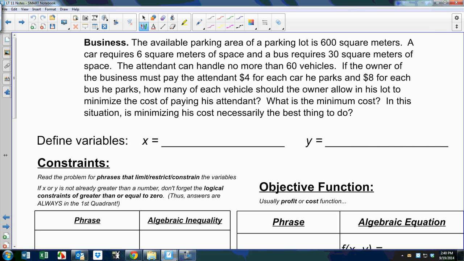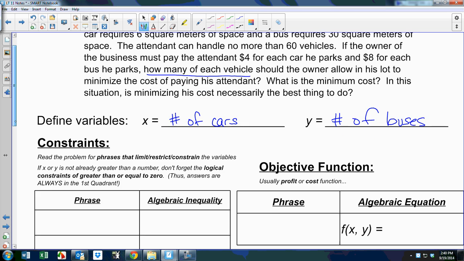The first thing we do is define the x and the y. So we read the problem, and ultimately, when they say how many of each vehicle, we realize that you need to pause this and read it so that you can go as fast as I'm going. You need one variable to represent the number of cars and one to represent the number of buses. Doesn't matter which one, but we'll go with this order for now.